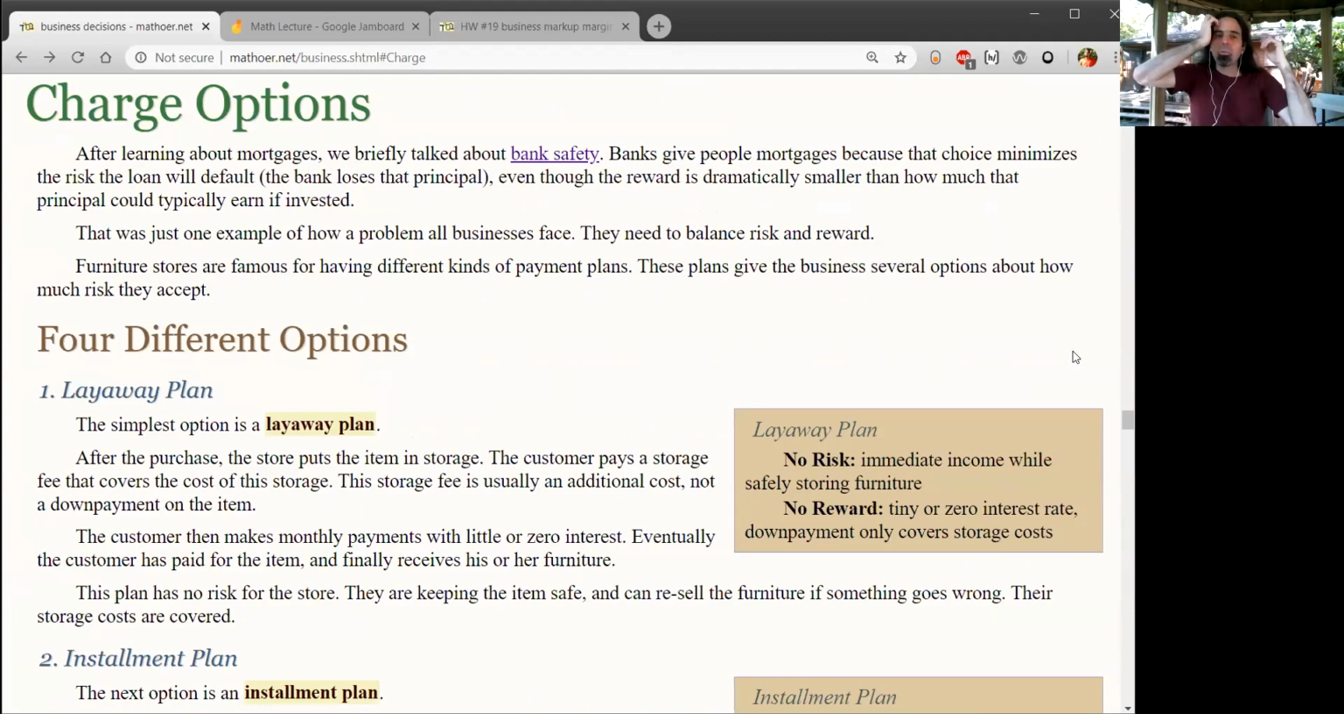So furniture stores are famous for having different kinds of payment plans. I've seen this with computer stores and other places too. And the idea is that the business wants to balance the risk and the reward. They want to sell you an expensive thing, knowing that you probably don't have that much cash handy. But they also want to not take more risk than needed.